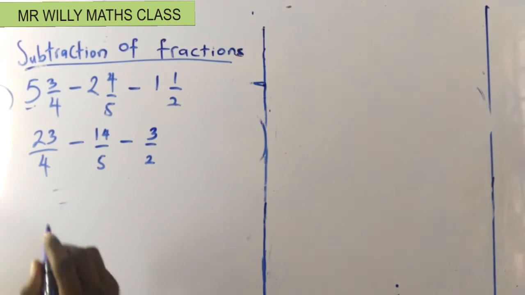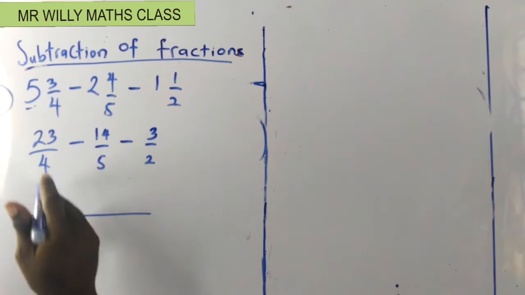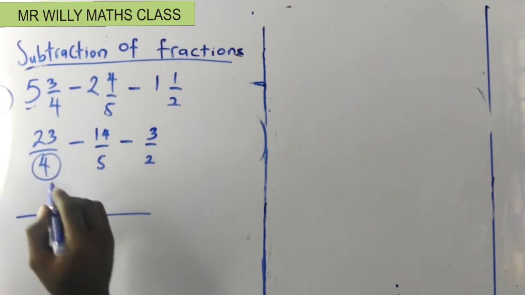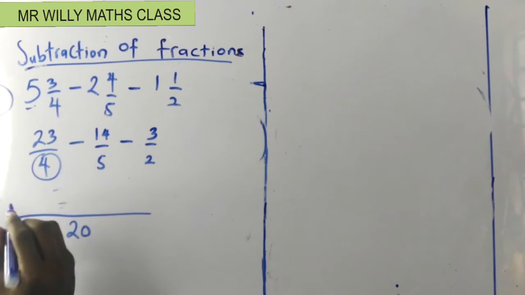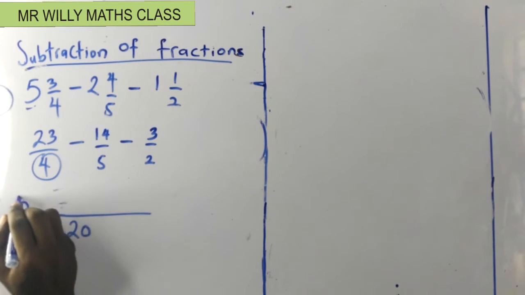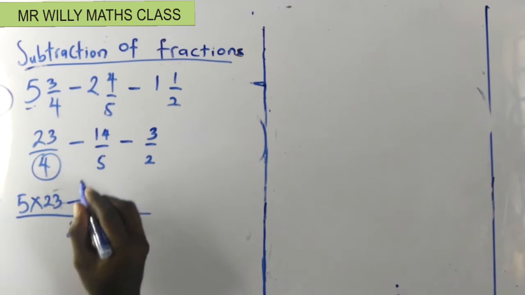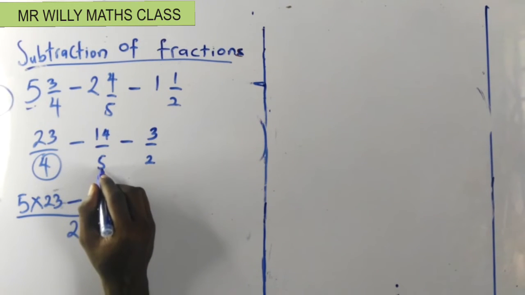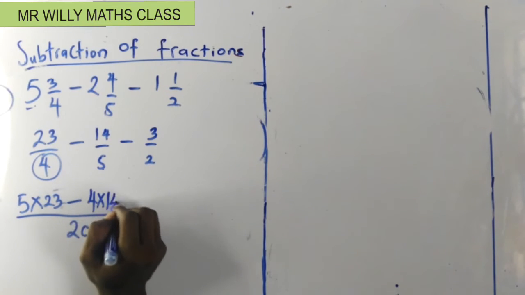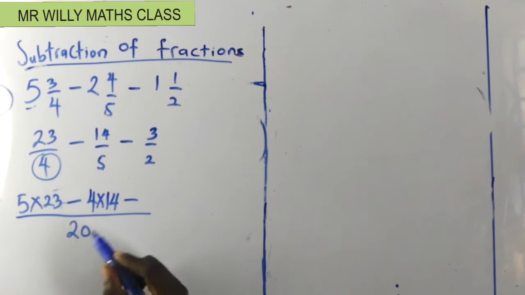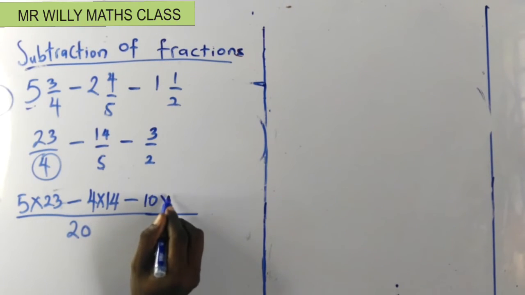The next thing is to look for the LCM. The LCM for 4, 5, and 2 is 20. For 4, you use the denominator to divide this 20. 4 in 20, that will be 5. Then you use it to multiply the numerator, which is 23. You maintain the sign. The denominator for this fraction is 5. 5 in 20, that will be 4. So you have 4 times 14 minus then 2 in 20, that will be 10 times 3.